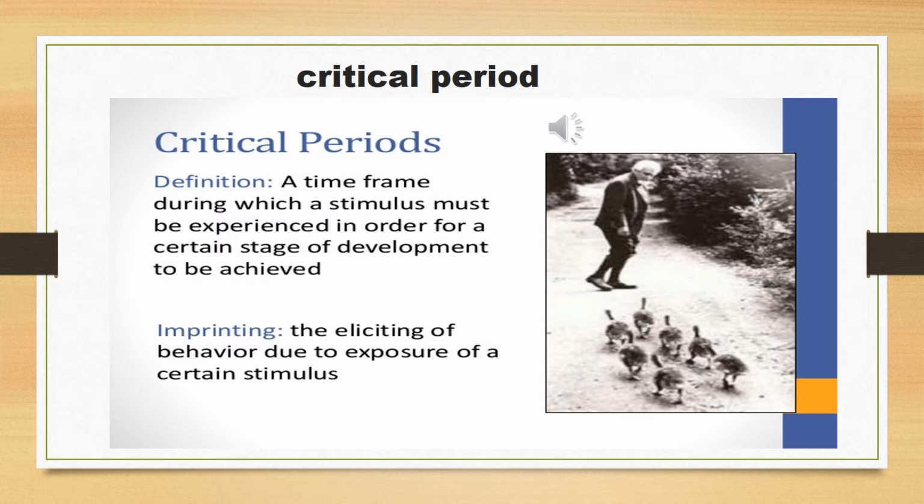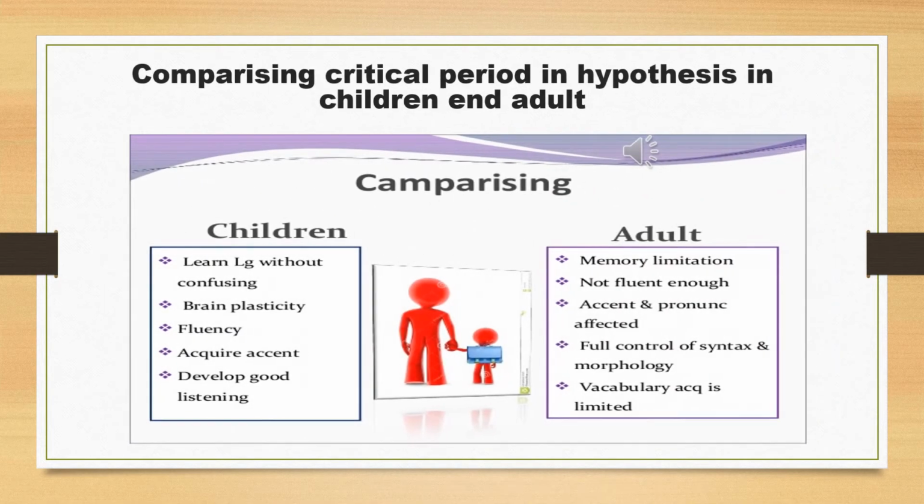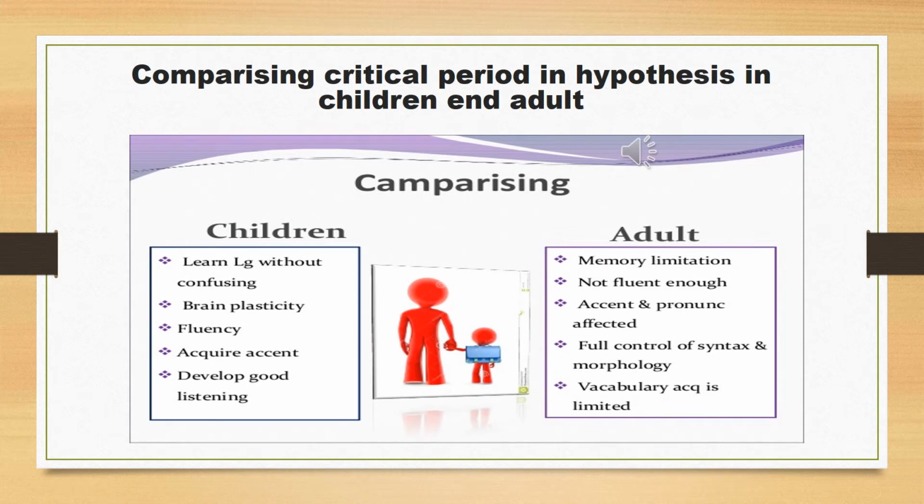It depends on exposure to the certain stimulus. Comparison in the critical period hypothesis: children and adults. The children are different from adults.